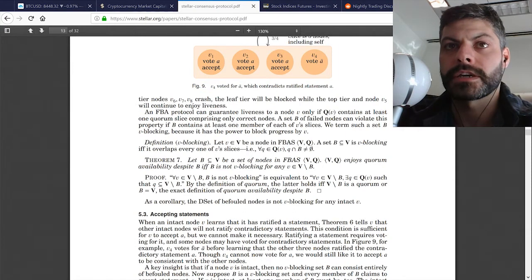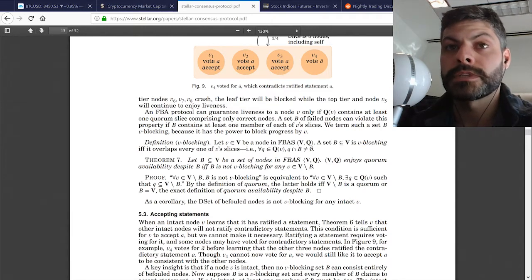Definition: v-blocking. Let v ∈ V be a node in FBAS ⟨V, Q⟩. A set B ⊆ V is v-blocking if and only if it overlaps every one of v's slices. That is, for all q ∈ Q(v), q ∩ B ≠ ∅. Theorem 7.